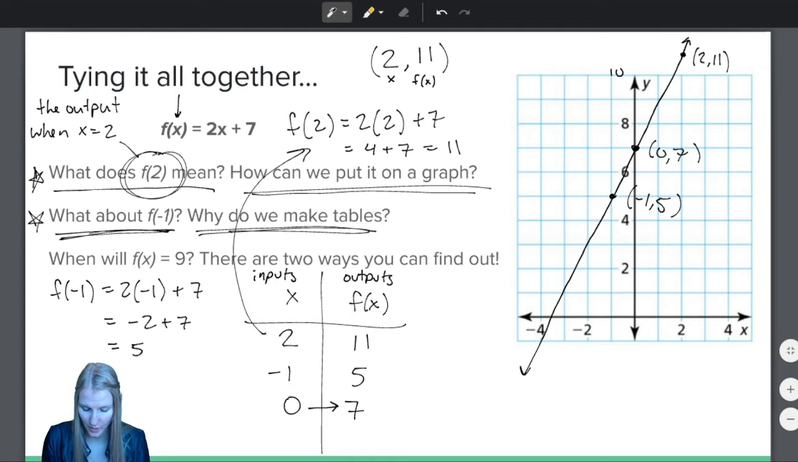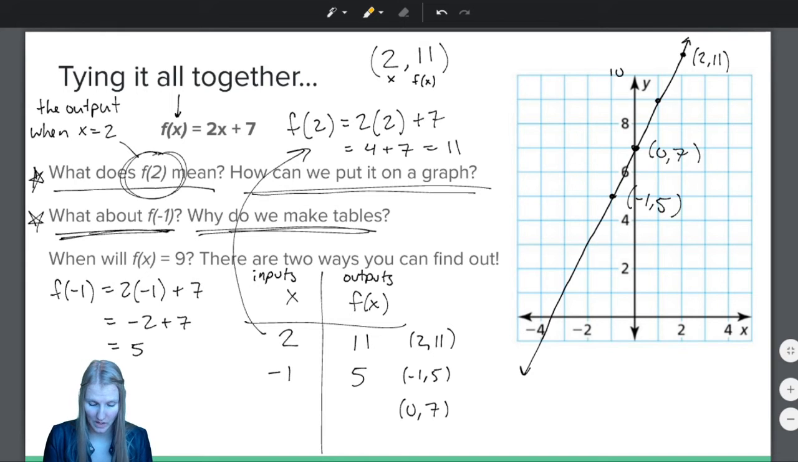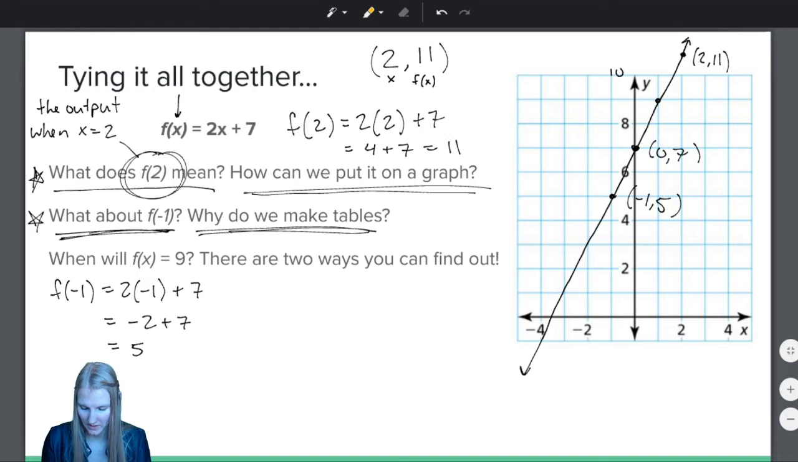Input goes to output, and together we can use these to make an ordered pair. And the more ordered pairs we have, the more points we have on our line. Okay. So that's why we make tables. Now, let me erase this a little bit.